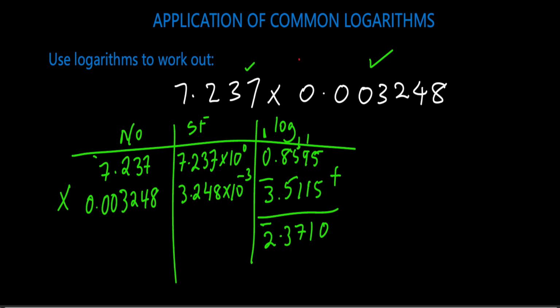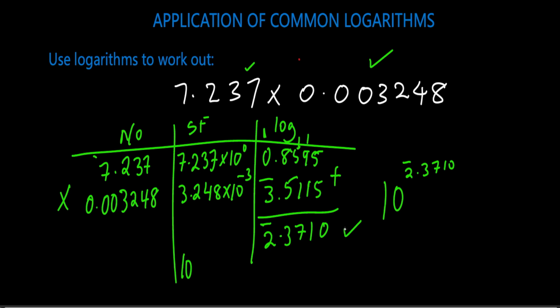Okay, so it's going to be 8.3710. Now the next thing you're supposed to do is convert that answer using the anti-logarithm. Basically, you didn't find the answer, you just found the power of 10. So it's supposed to be 10 to the power of 2.3710. You're supposed to write it this way.